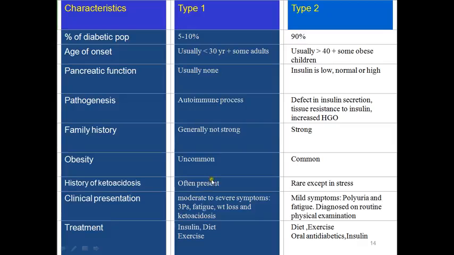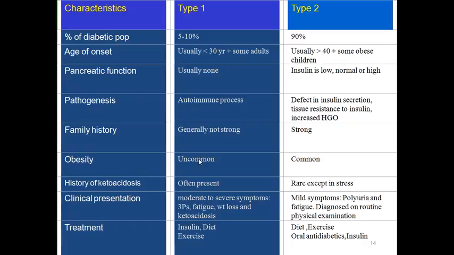History of ketoacidosis is often present. Type 1 diabetics mostly present with ketoacidosis. A young boy or a young girl at the age of 13 or 14 will come to the ER for the first time with abdominal pain, and there will be ketoacidosis on investigations, and then the sugars will be checked, and they will be very high. The very first presentation of these patients is ketoacidosis.